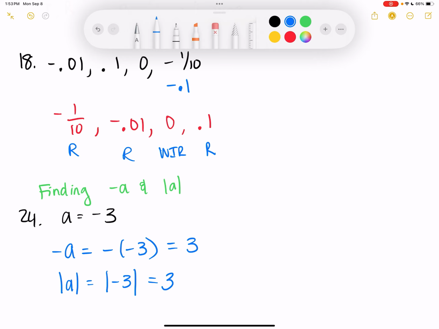All right, 26. A equals 0. Are you done? Okay, you can just sit right there. All right, A equals 0. So negative A is equal to, well, can 0 be negative? Nope, 0 is just 0. So we just put it as 0. The absolute value of A would be the absolute value of 0, and what is that? 0.